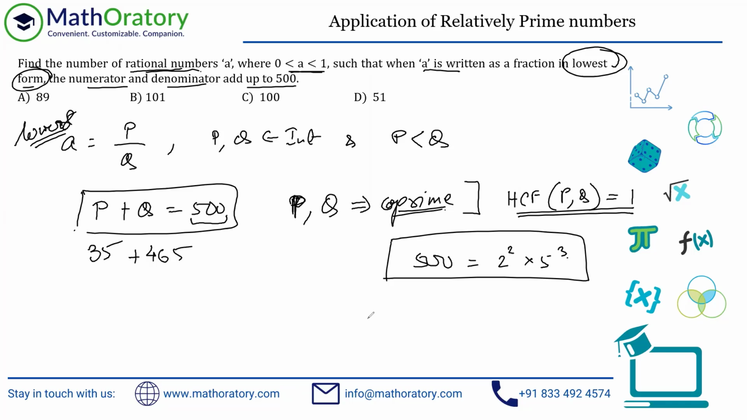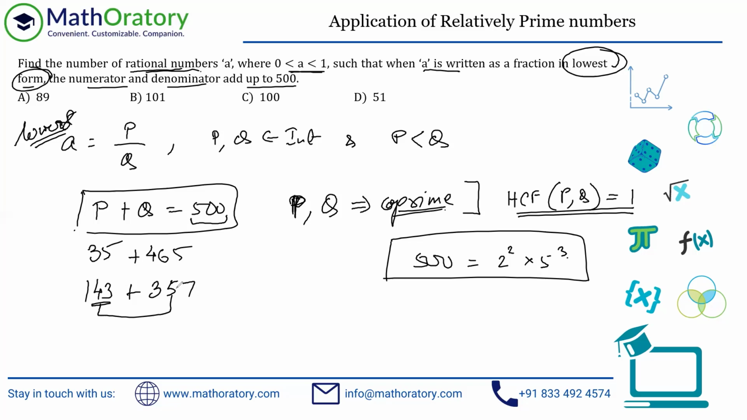On the other hand, let me take another example. Let's take 143. Now 143 is not a prime, it's 11 into 13. But 11 and 13 have nothing to do with this 500, right? 500 has prime factors 2 and 5 only. So if you take 143, what added to 143 will give us 500? 143 plus 357 will add up to 500, isn't it? Now notice, because 143 and 500 had nothing in common, I mean, no prime factor in common.